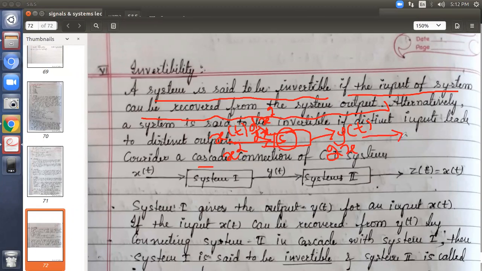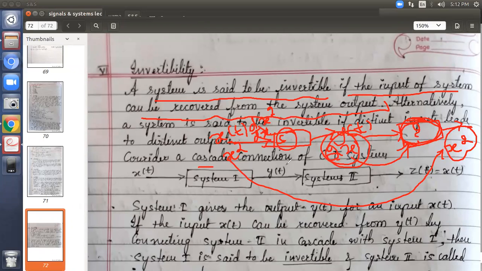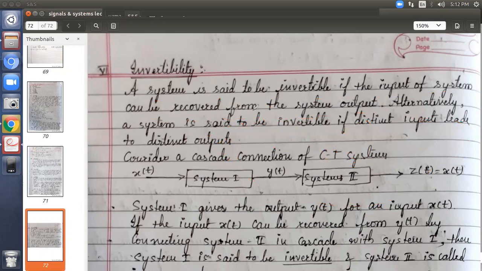Now, suppose I take one more system here, a cascaded system. I don't know what that system is. Upon application of this system on this 2x, I should get this input back, x square back. So when I connect such a system here, the signal 2x, when the operator is applied, you will get this x square back. We call such a system an invertible system.